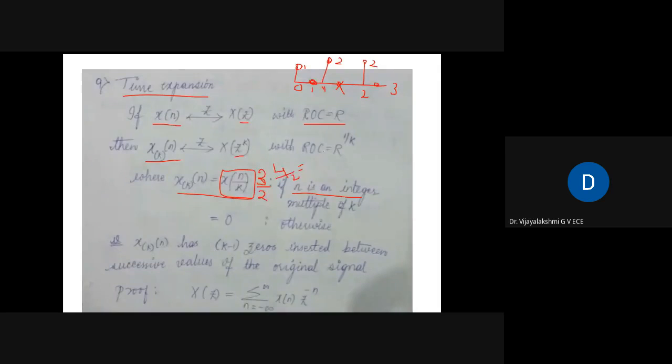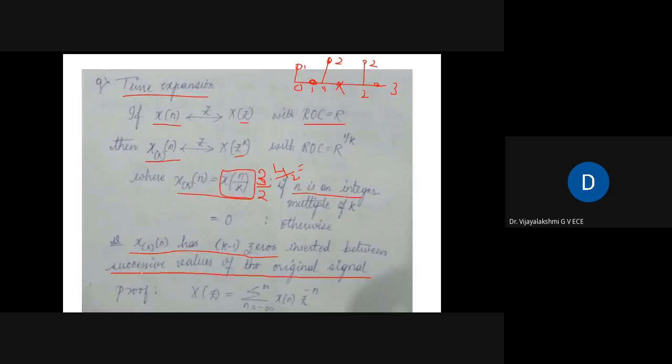So that's why we say that for expansion, n and k should be integer multiples; it should be divisible. So n should be an integer multiple of k, and otherwise this will become 0. At x of 1.5 I cannot define anything, so it is just 0. As I told you earlier, this is how we are expanding. So xk of n has k minus 1 zeros inserted between successive values of the original signal.